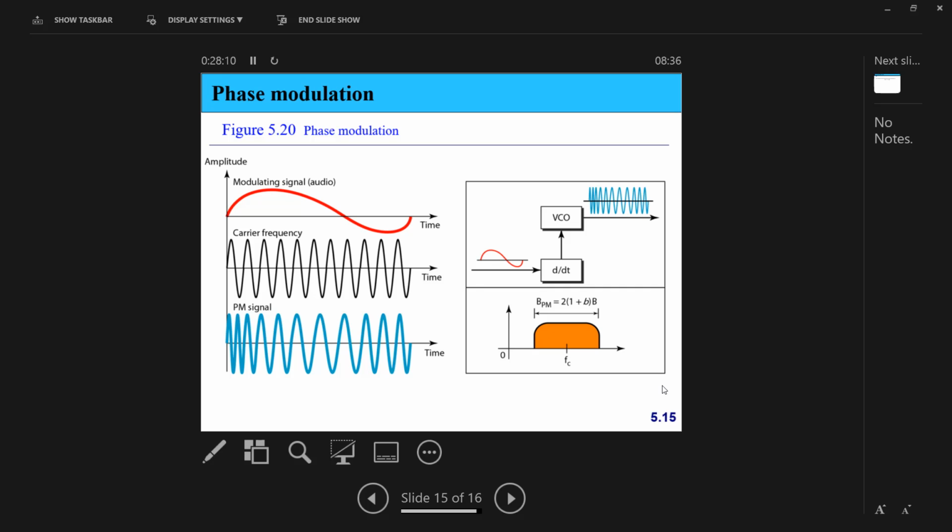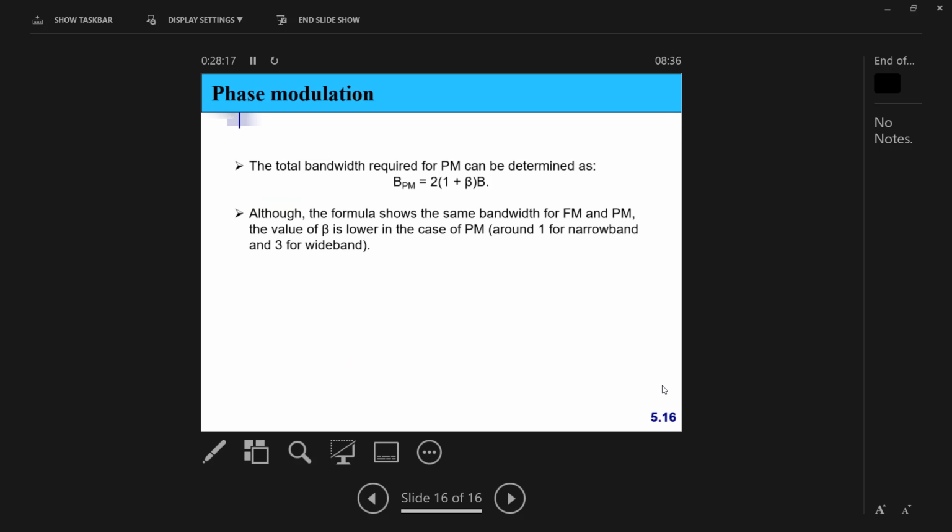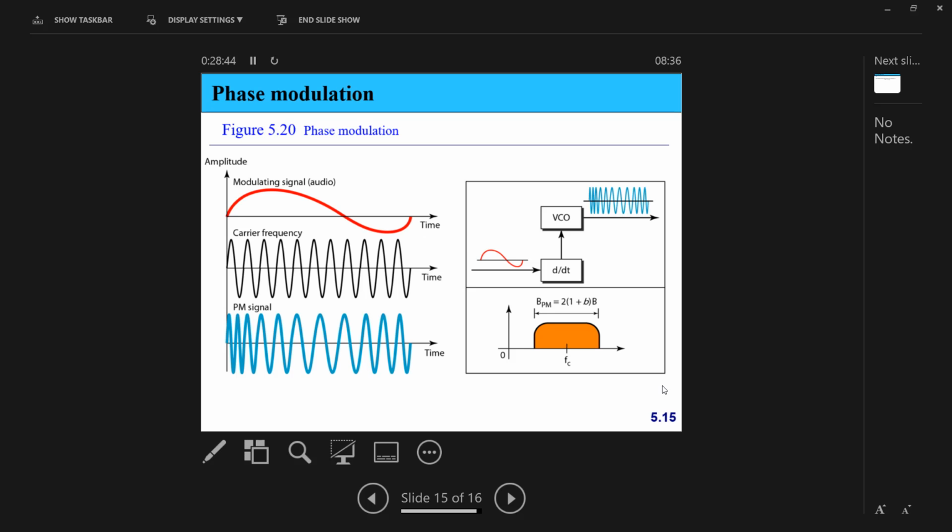And the bandwidth will also be 2(1 + β) multiplied by the original bandwidth. But now the value of β is less than the value of β for the frequency modulation. For frequency, β is between 2 and 5, here β is lower, between 1 and 3. So the bandwidth will be less in the phase modulation. So the phase modulation will consume less bandwidth compared to the frequency modulation. And I will only change the phase according to the original data, and this is the implementation of the phase modulation. Okay, any question?